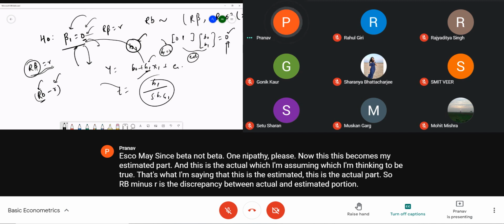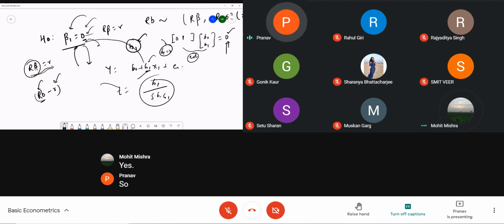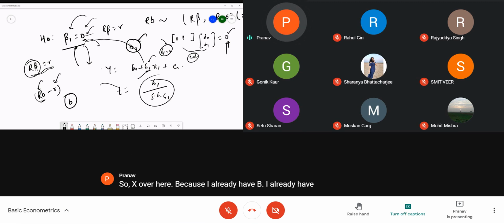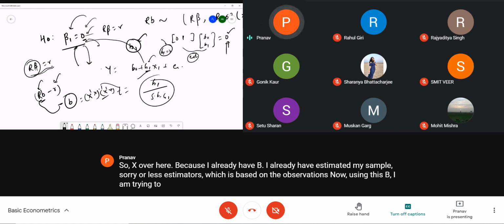Do you understand now? Yes, sir. So X and Y are not coming in here. Now we have moved beyond the data, because I already have b. I already have estimated my sample OLS estimators, which are based on the observations. Now, using this b, I am trying to make an inference about this R beta is equal to r. That is my linear hypothesis about the population coefficients.